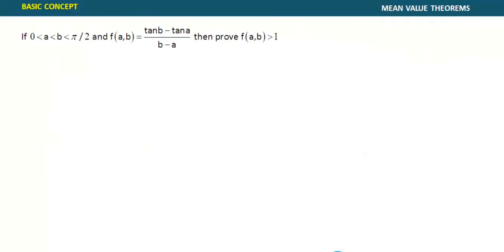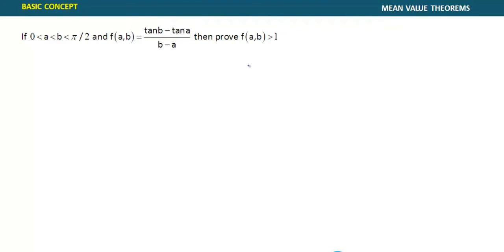Now let's take a good problem on LMVT. I should say a good one. Why? I'll let you know. So it is given that a and b are both lying between 0 to pi by 2, and b is greater than a, and there is an expression which is a function of both a and b, something like this. Now you want to prove that it is greater than 1.